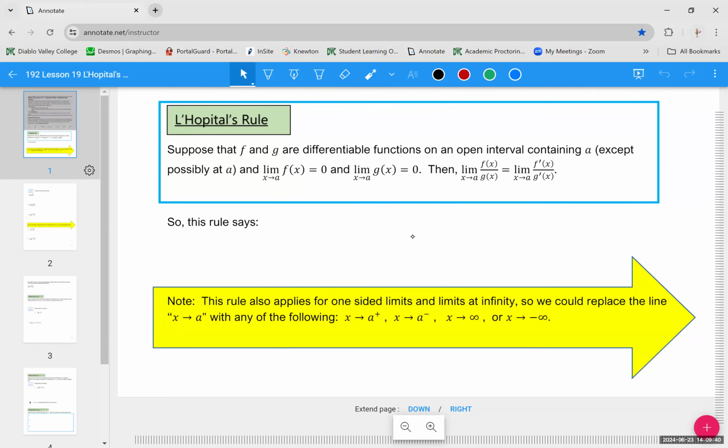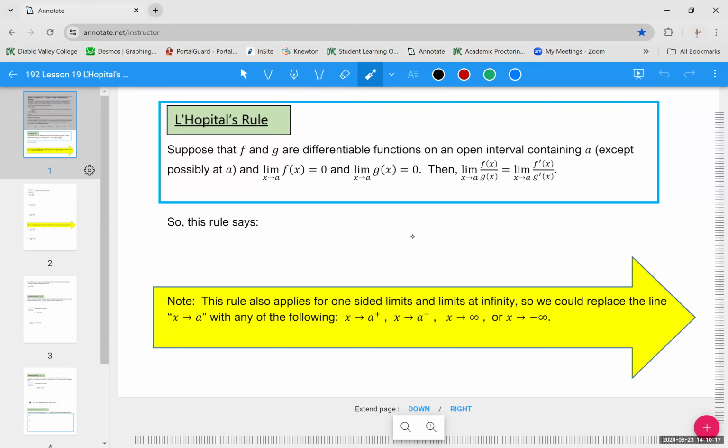We didn't learn it back in lesson 4 because you need to be able to do derivatives in order to do L'Hopital's rule. So the rule tells us that if we have two functions that are differentiable and the limit of f as x approaches a is 0 and the limit of g as x approaches a is also 0, then the limit as x approaches a of f over g, so if we had just subbed in, we would have had 0 over 0, is actually equal to the limit as x approaches a of f prime over g prime.